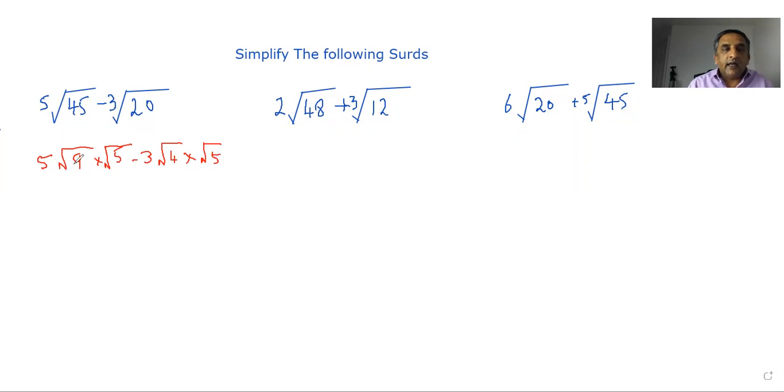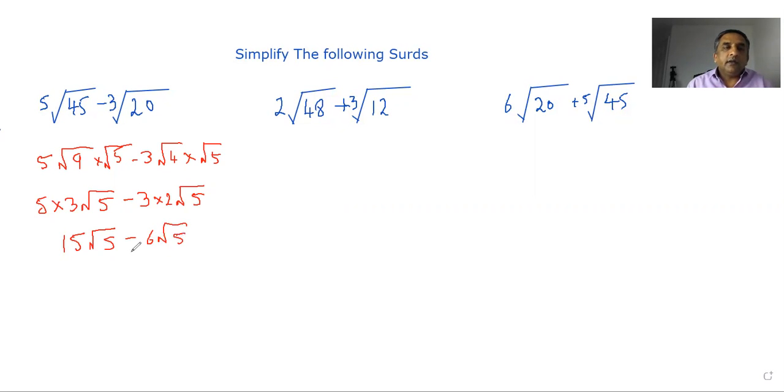Now we know that square root of 9 is 3. So it will be 5 times 3, because square root of 9 is 3. So inside the square root sign, it will be 5, minus 3, and we find the square root of 4, which is 2, and here the square root of 5 will stay the same. Now we know that 5 times 3 is 15. So we can write 15 square root of 5, and minus 3 times 2 is 6. So it will be 6 square root of 5.